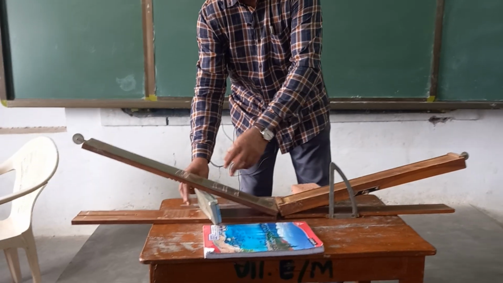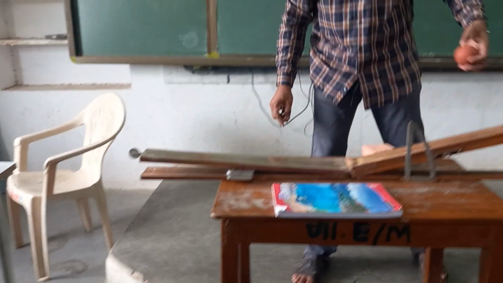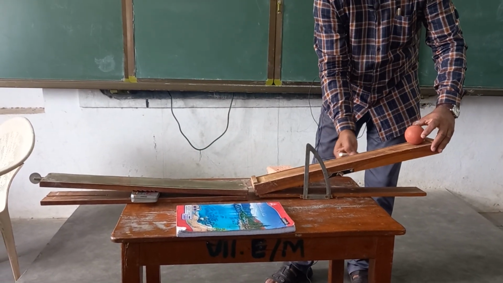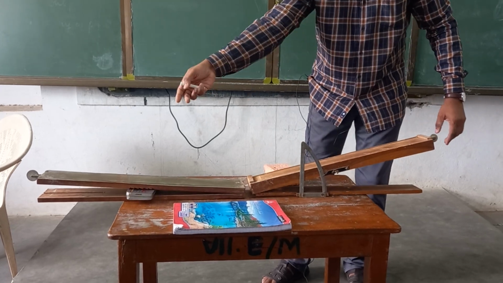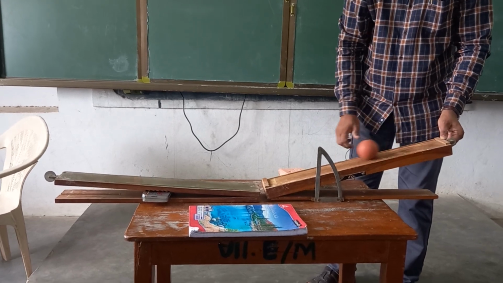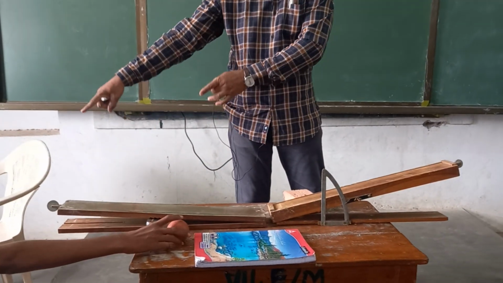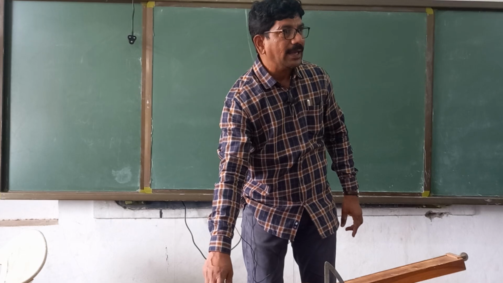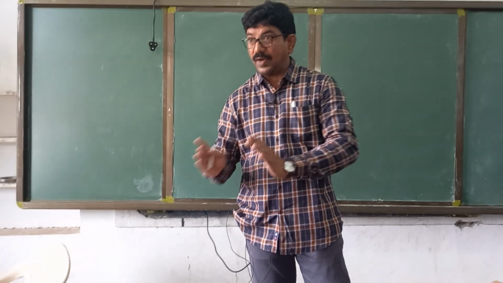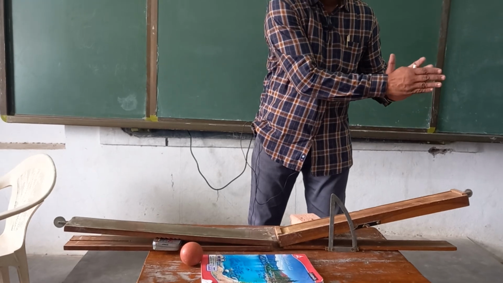Next, if I decrease the angle of inclination, see this one. I am decreasing the angle of inclination. What happened? When I decreased the angle of inclination, the ball moved a larger distance. Here the angle of inclination is decreased in the second one. Are you clear about that one? If I go on decreasing the angle of inclination, at one stage the ball moves larger distances.